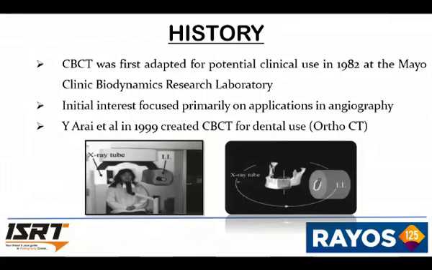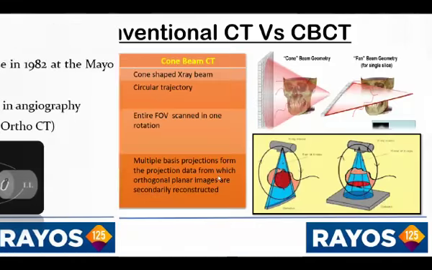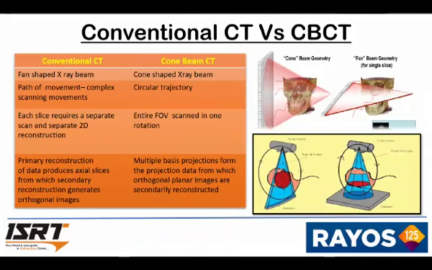Now the latest one is called the CBCT. The history of CBCT: it was first adapted for potential clinical use in 1982 at the Mayo Clinic Biodynamics Laboratory, and the initial interest focused primarily on the application of angiography. Y. Arai et al. in 1999 created CBCT for dental use. So this is the first type of CBCT machine.